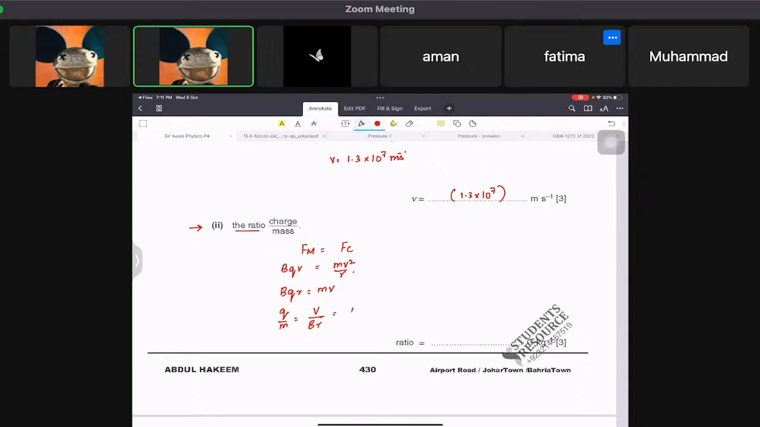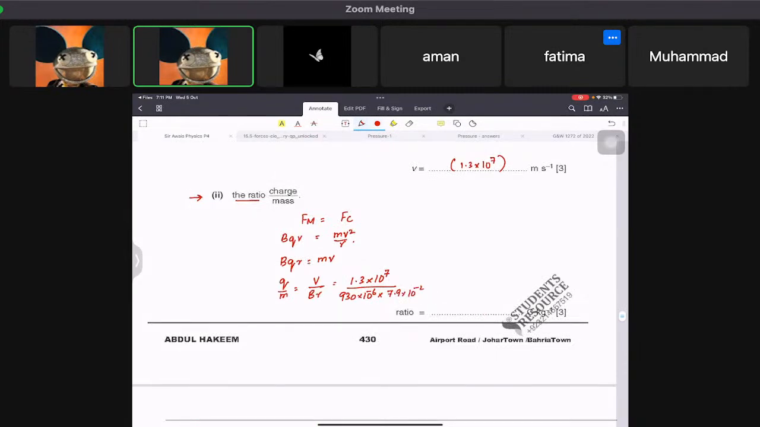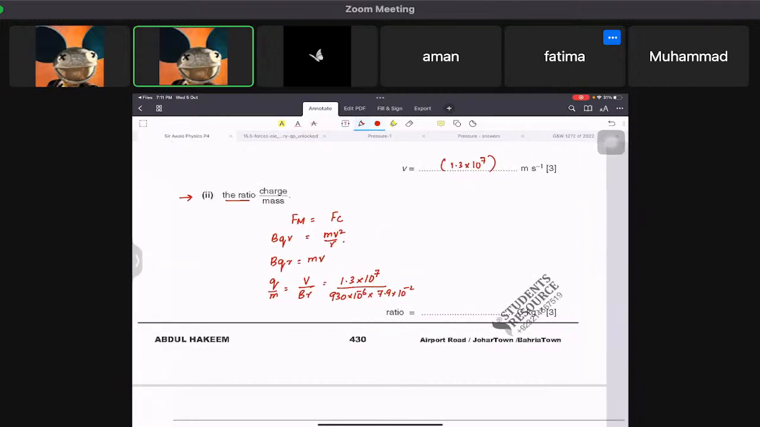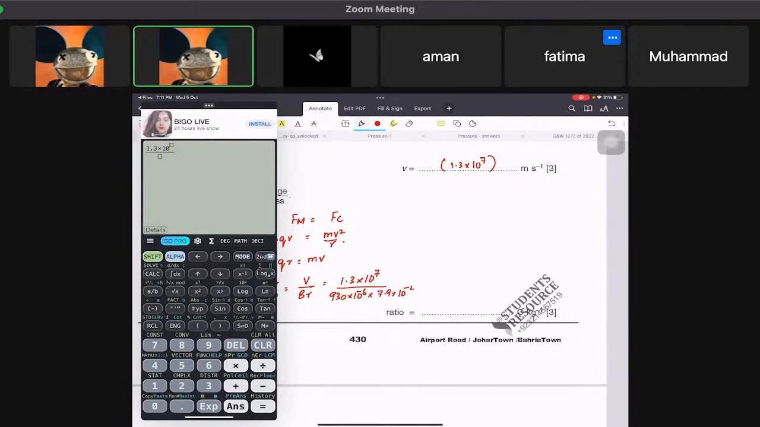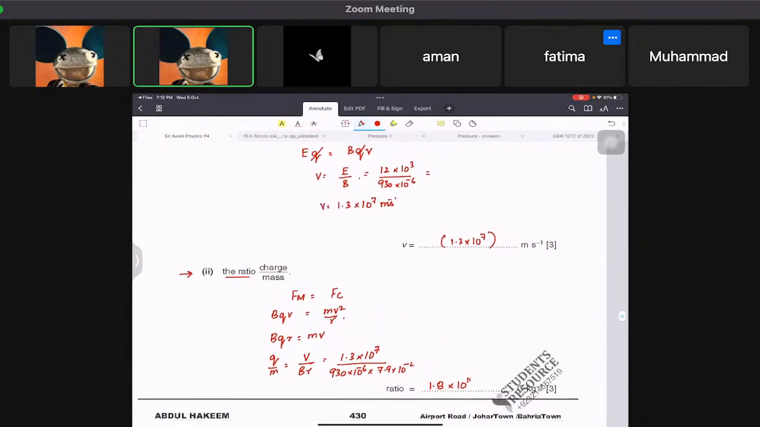The velocity we've already found, that is 1.3 times 10 raised to 7. The magnetic field strength is 930 times 10 raised to minus 6. And the radius of curvature was given, which was 7.9 centimeters, which is 7.9 times 10 raised to minus 2. So then it's going to be 930 times 10 raised to power minus 6 times 7.9 times 10 raised to power minus 2, and that's going to be 1.8 times 10 raised to 11 coulombs per kg. Is it clear, everybody? Any questions now? So that's how both of the last things that we did are interrelated into this question, and you should always remember this. If you have any questions left, please let me know.